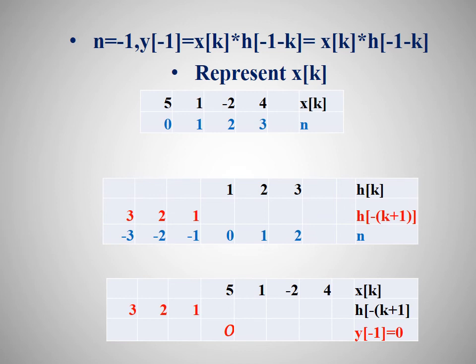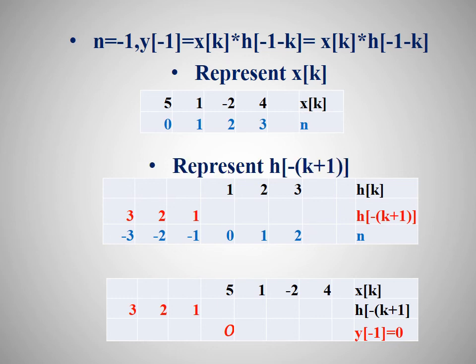Let us consider one more example on the other side of n, that is, what happens when n is equal to minus 1. When n is equal to minus 1, y of minus 1 would be the sum of x of k into h of minus 1 minus k. As usual, let us represent x of k, which at 0, 1, 2 and 3 would be 5, 1, minus 2 and 4. There is no change in any of the representations of x of k.